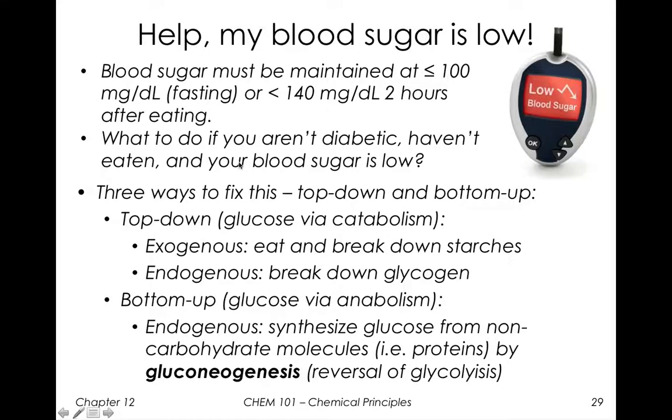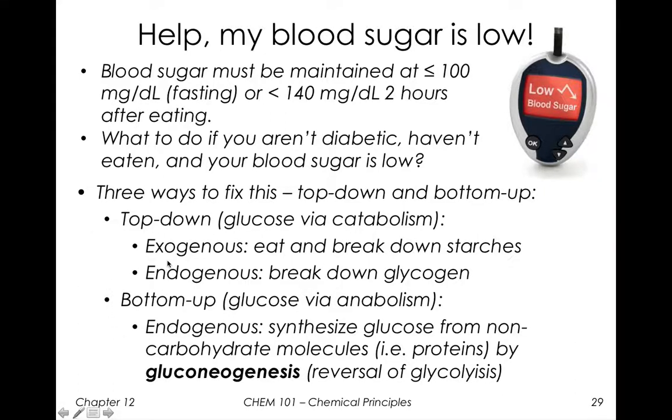So again, if you are not diabetic, if you haven't eaten and your blood sugar begins to drop, what are ways that you can fix this? So some of the terminology that we'll use to talk about this is top down and bottom up. So again, top down is kind of catabolic processes that are going to generate glucose as an end product. So again, catabolic meaning we're breaking down other things. So from an exogenous source, exogenous again meaning external, we can eat and break down starches, and breaking down those starches are going to give us the glucose that we need. However, if we're not going to eat, right, we can have endogenous sources of glucose. So we've already talked about glycogen metabolism, so that's a way to take an internal source of animal starch and break it down and give you the glucose that we need. So we refer to that as top down.